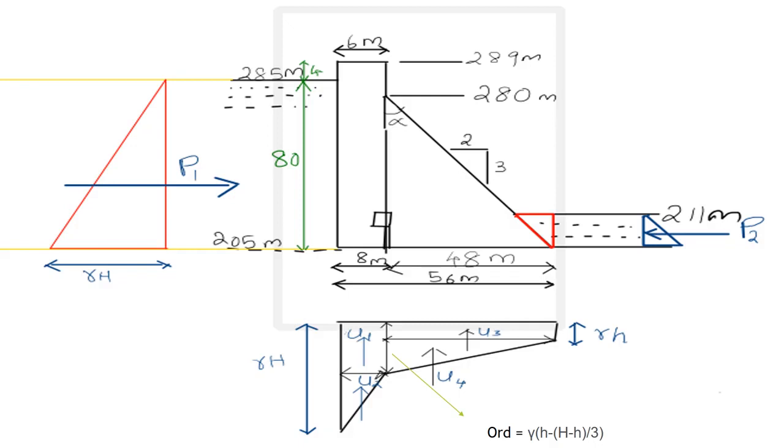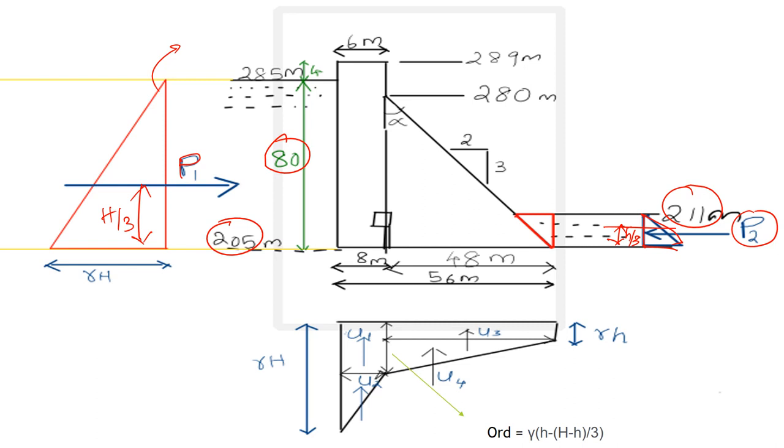Now, first we need to calculate all the loads coming on this dam cross section. For that, this red triangle is the hydrostatic pressure diagram, and this is the force due to water, P1, acting at h/3 from the base. Here h is 80. This small triangle is the hydrostatic pressure diagram due to tail water, and that force is P2, also acting at small h/3 from the base, where small h is 211 minus 205, that is 6 meters.